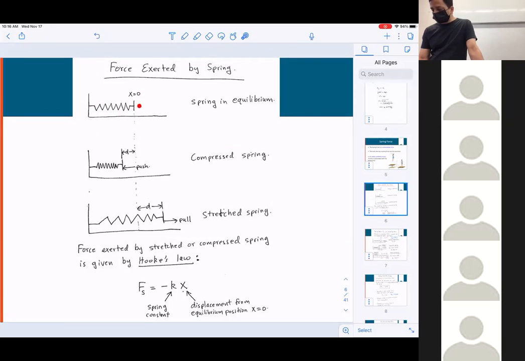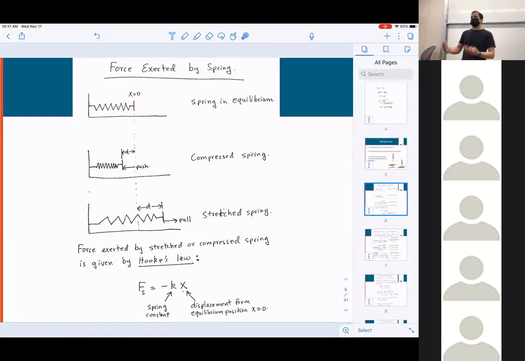Now, if you were to give this spring a push to the left like this, you will end up compressing the spring, and let's say you compress it by some amount d, then that is a compressed spring. Or you could pull on the spring to the right, and in that case, you are stretching the spring. When you compress the spring, you will feel that the spring is going to be pushing back on you. And when you pull on the spring, the spring is going to be pulling on you the other way.